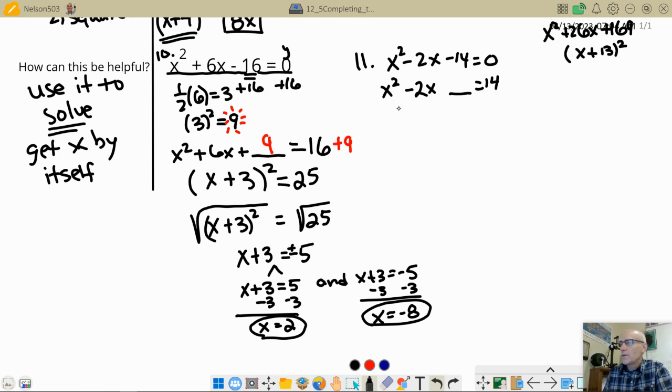Take half of negative 2. Half of negative 2 is negative 1. I square negative 1. Okay, that's my step 2. So step 1's here, step 2's here. When I square negative 1, I get positive 1. 1 needs to be the number sitting right here. So let's put right there plus 1. It's always going to be a plus here. We're going to add 1 to the other side to keep it the same equation or something equivalent to that equation. And now I have a perfect square trinomial.